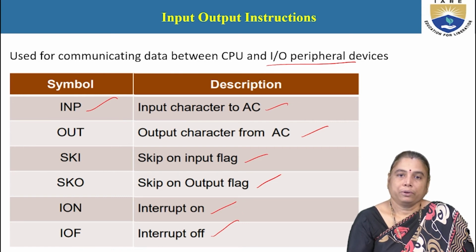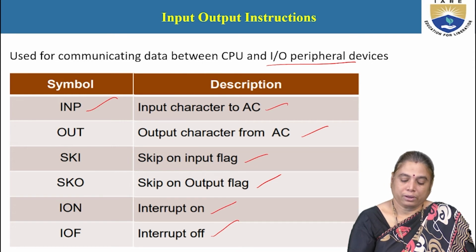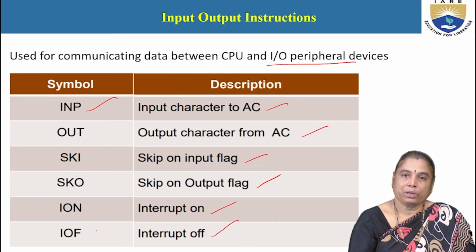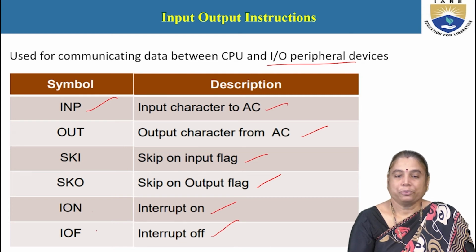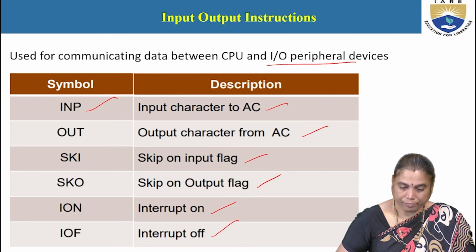So the input devices, whenever they require the CPU's service, can acquire the service by raising an interrupt. To facilitate these interrupts, the ION and IOF instructions can be used under the category of input-output instructions.